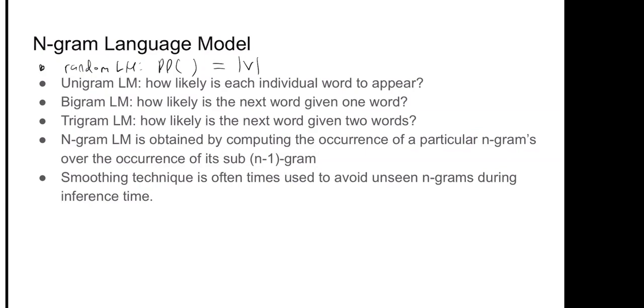Then a bit better model will be, can you actually have independence assumption between each word? So what that means is, in unigram language model, you're assuming that, for instance, P of x2 given x1 is just equivalent to P of x2. You're assuming this in unigram. Then the good thing is that P of the entire sequence will be a really simple product of all the words, right?